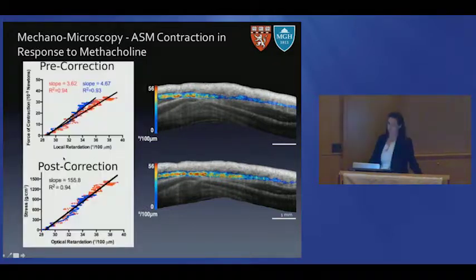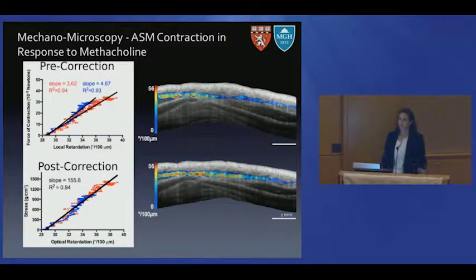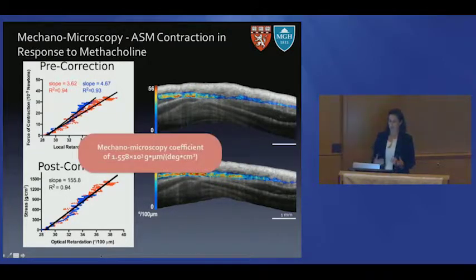So we repeated this a number of times, and we found a very consistent relationship between the force of contraction and that retardation that we were measuring. The slope did differ amongst the various samples, but when we accounted for the cross-sectional area of the airway smooth muscle, we found a very consistent relationship between the stress and the optical retardation, essentially giving us this coefficient that we can apply to our in vivo data sets to actually pull out the force of contraction.